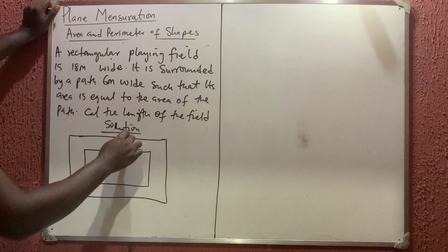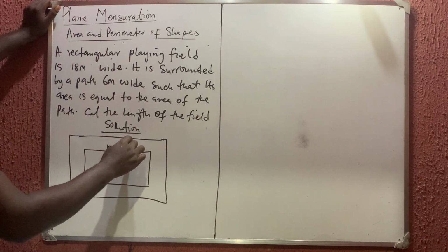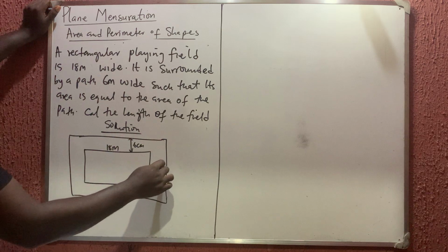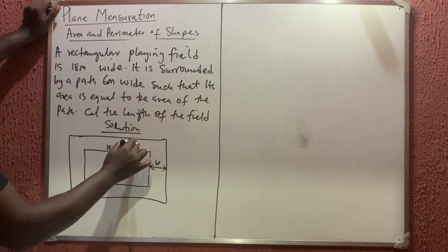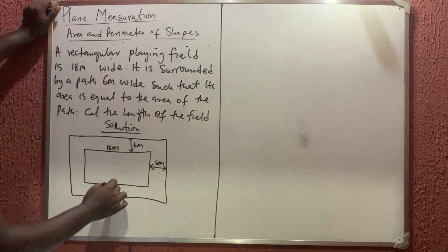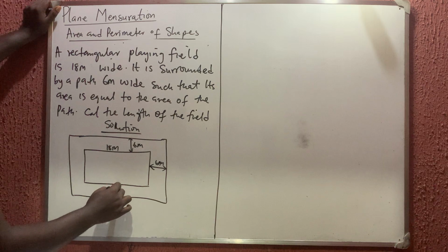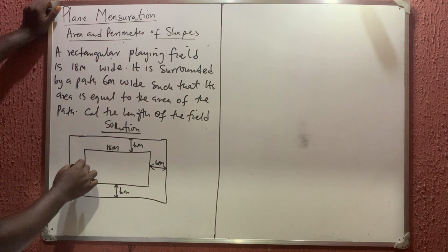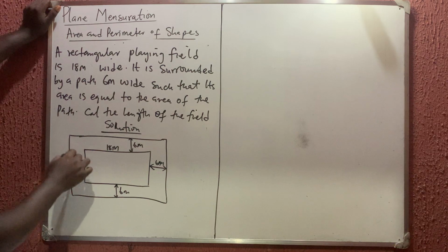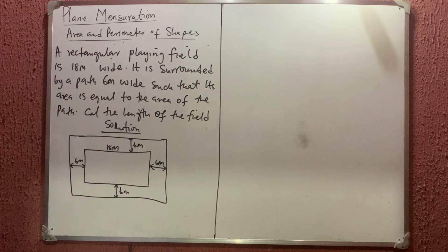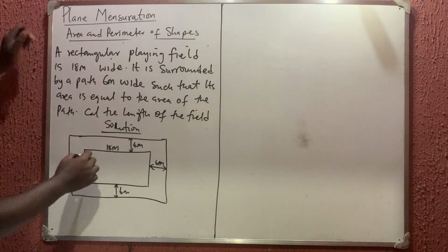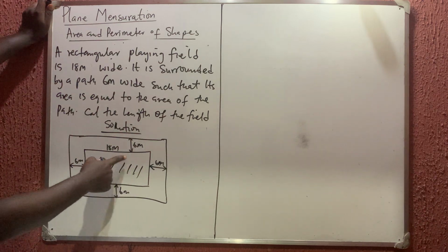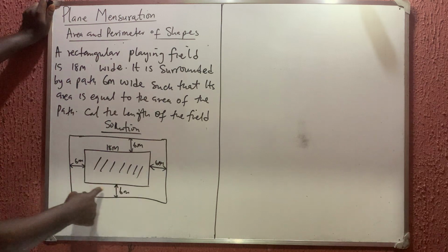So from here to here is 6 meters, from here to here is another 6 meters wide, from here to here is 6 meters, and from here to here is 6 meters. They now say that the area of the field is equal to the area of the path. This is the field, inside there is the field, so the area of this field is equal to the area of this path.